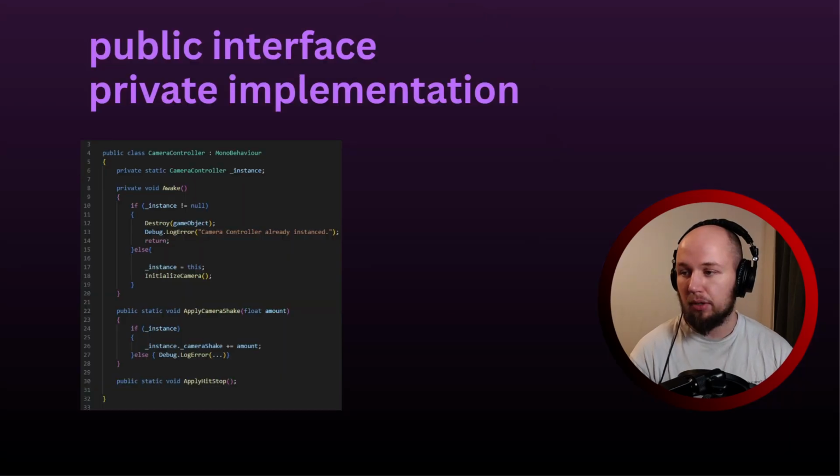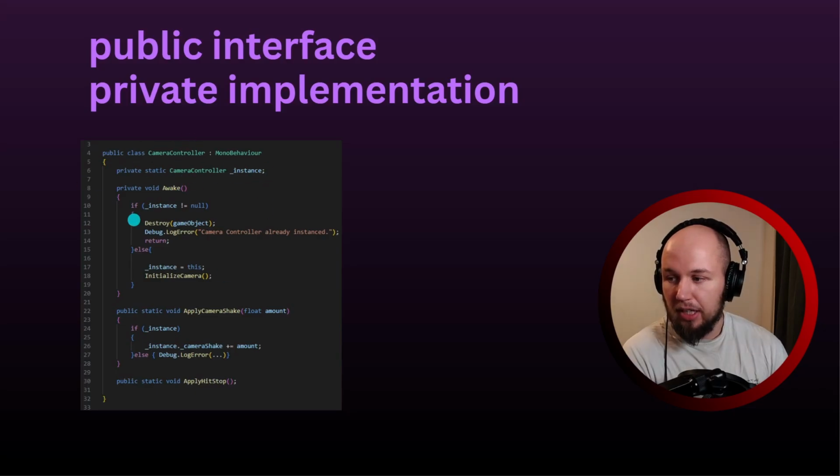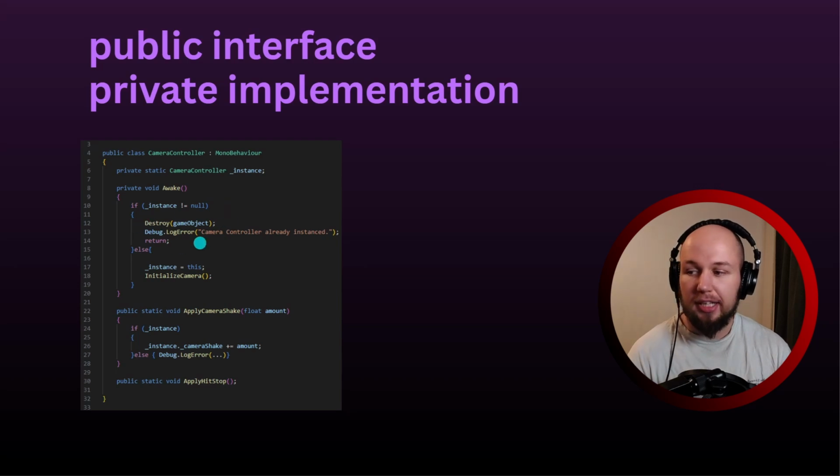So here's an example of what I was talking about. We have a camera controller with a private static reference to the camera controller instance. And in awake, we basically store this camera controller into the static field. Here in the initialization, we make sure that only one camera controller can exist at a time. And if we try to create a new camera controller, we'll just destroy it instead.